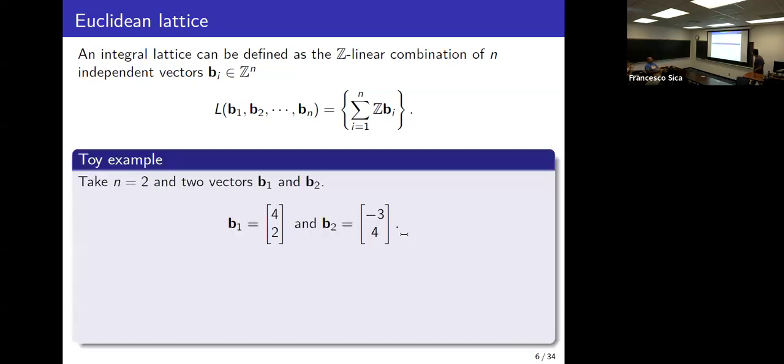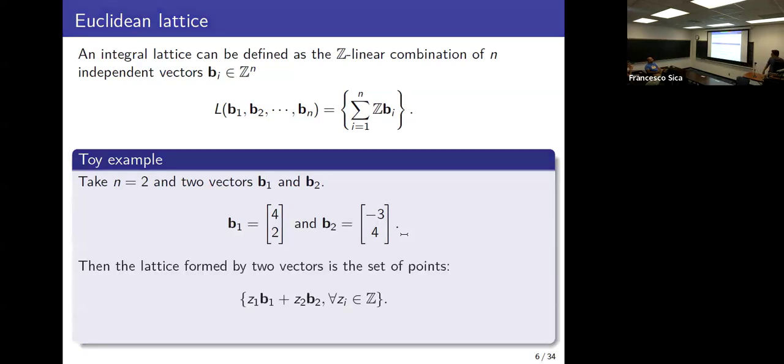I'll give a toy example, and I will use this toy example throughout. Take n equals 2, and I pick two vectors B1, B2 of this form. The lattice is simply the set generated by the integral linear combinations: Z1, an arbitrary integral coefficient, times the vector B1, plus Z2 times the vector B2. Clearly, we can easily think about several points. We can take Z1, Z2 to be 0, so (0, 0) is always a point in the lattice.